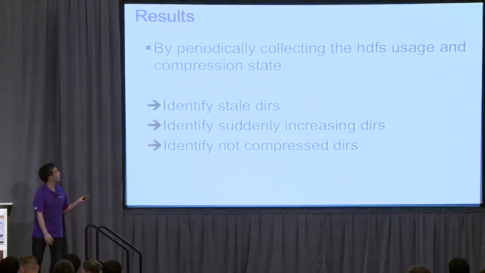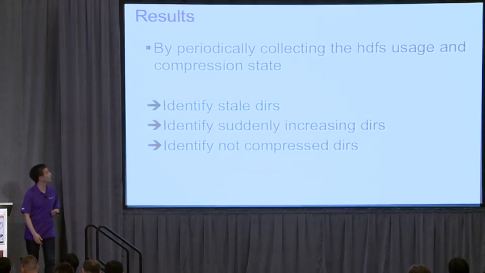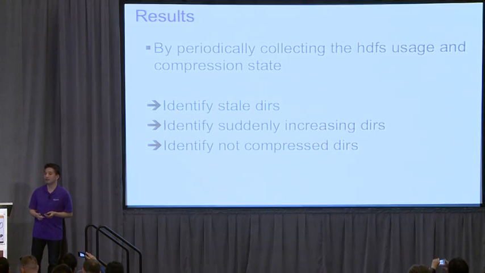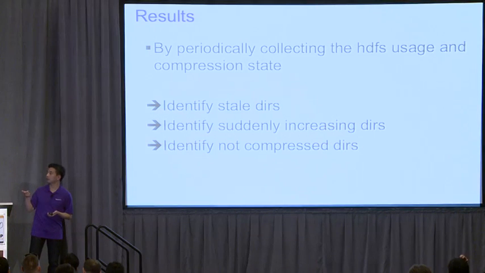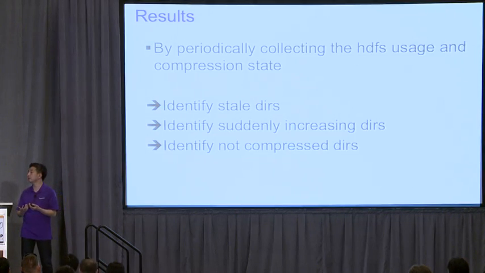So with this, by periodically collecting the HDFS usage and compression state, I was able to identify stakeholders with suddenly increasing directories, and also a list of directories that are probably not compressed. It's a silly script, but really useful.